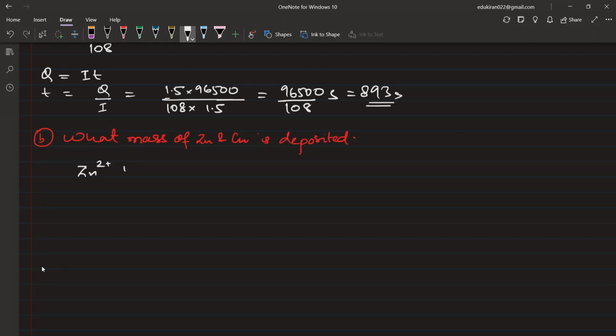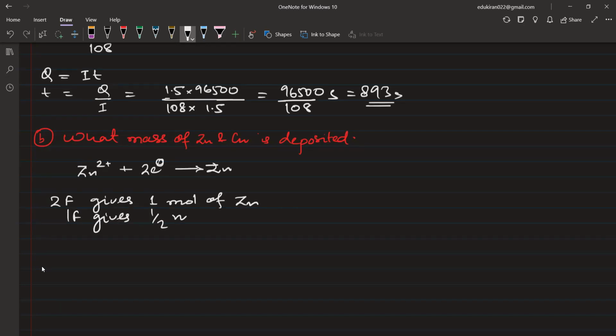So zinc 2 plus plus 2 electron is going to give you zinc, right? In terms of Faraday, I can say that 2 Faraday gives 1 mole of zinc. That means 1 Faraday gives 1/2 mole of zinc.